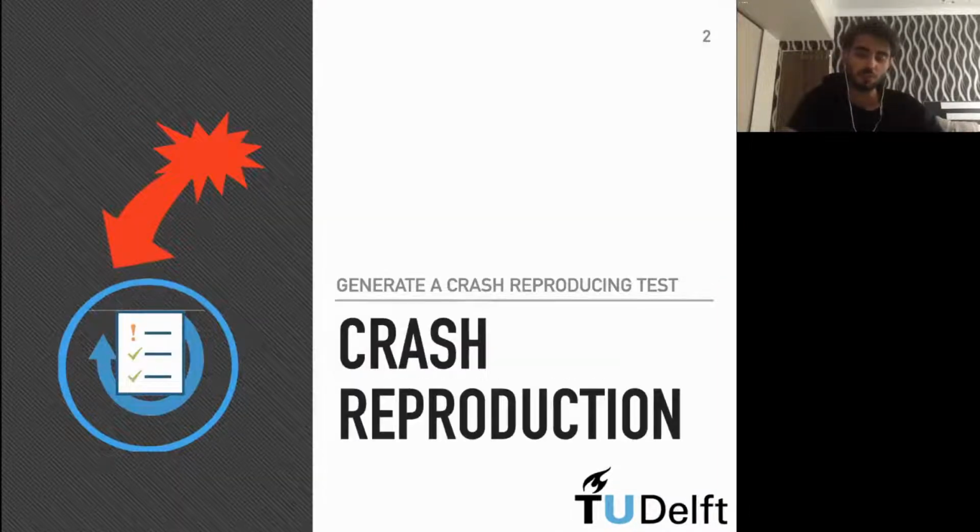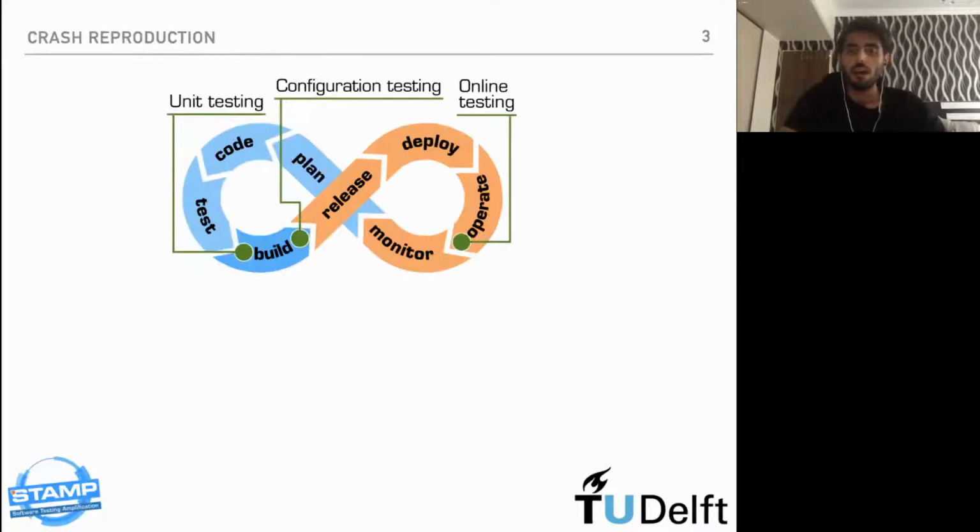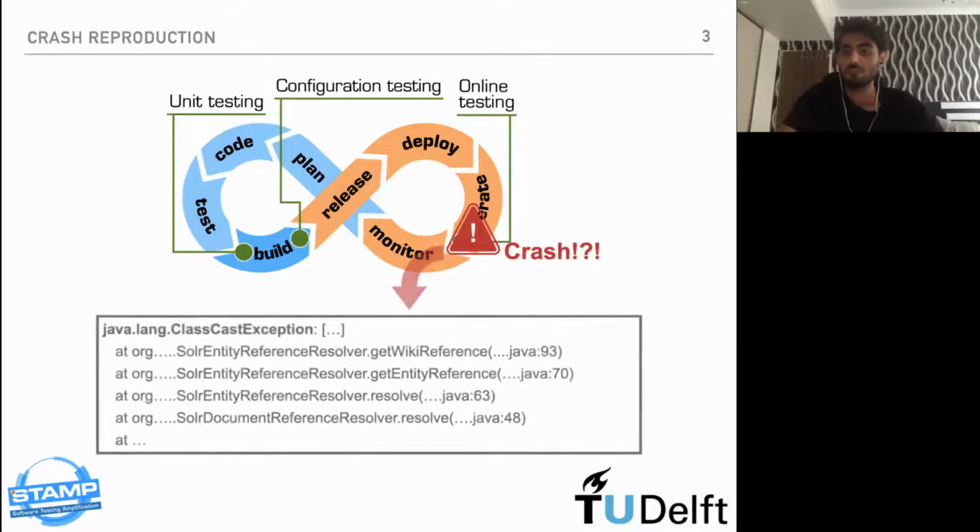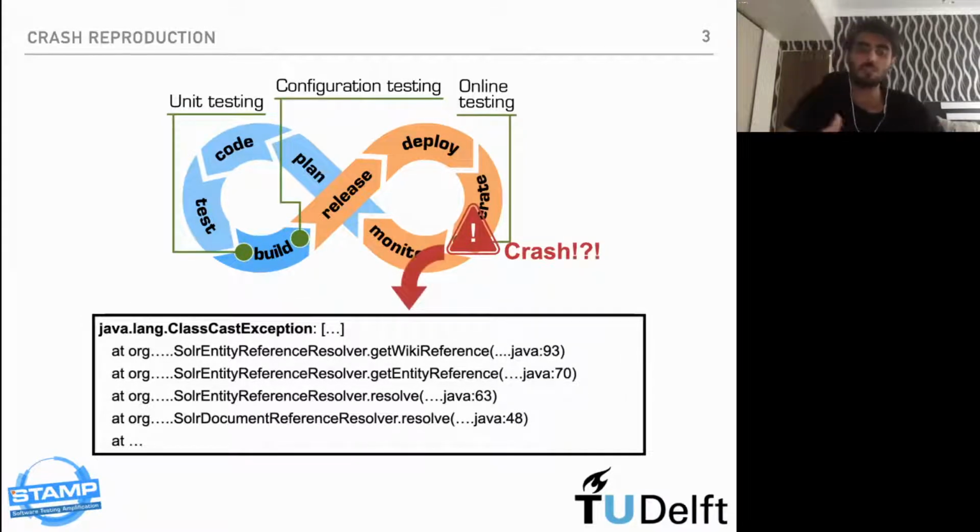First, let's see what crash reproduction is and why we need a search-based technique in general. When a user works with a piece of software, it's always possible that he or she makes the application crash. And when we have a crash, we have some information about the crash. For instance, the stack trace, which gives us some information about the type of the exception and active method calls during the crash happening.